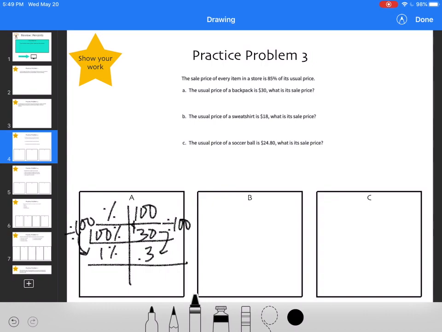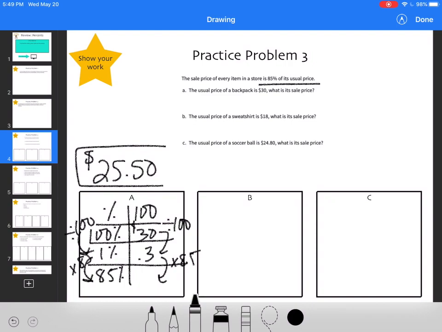So then I figure out what 85% is. So I'm going to multiply by 85. I'll multiply this side by 85. So 3/10 times 85. So $25.50. So it says the sale price of an item is 85% of its usual price. So I'm not subtracting, that's my final answer. So the next one, I'm going to switch colors.